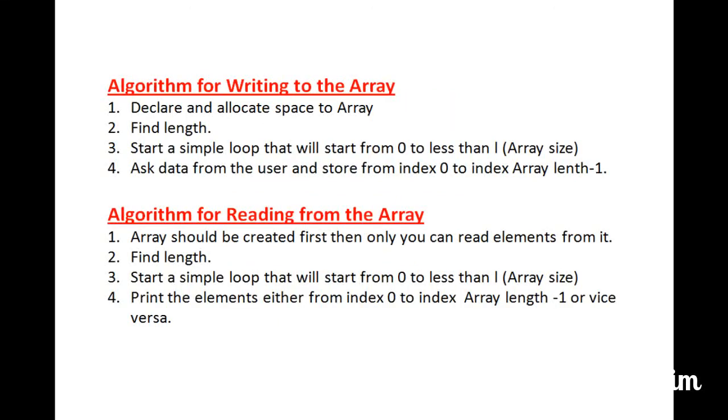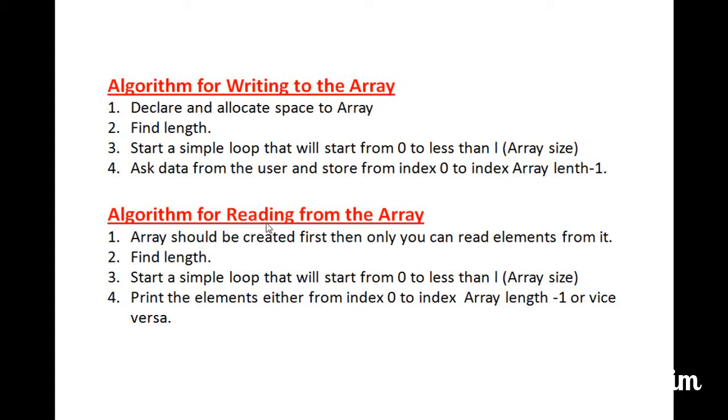So, this is the algorithm for writing to the array. Declare and allocate space to array, find length, start a simple loop, any loop, whether it is do while, for would be better. That will go from 0 to 1 less than the array size. Then you ask inside the loop body the data and you store it one by one at different index. First 0, then 1 and so on till array length minus 1.